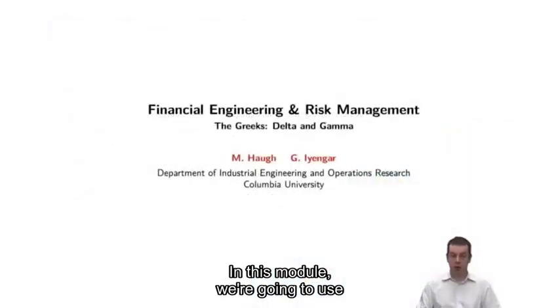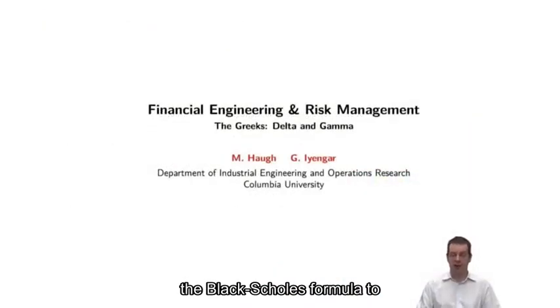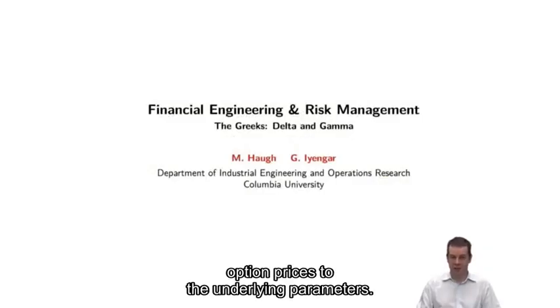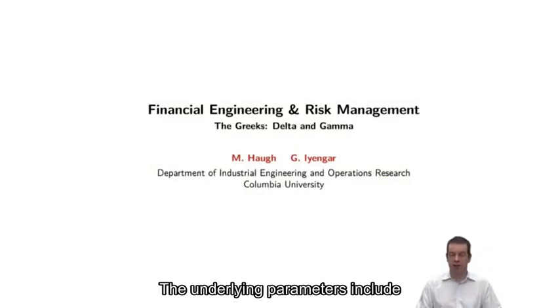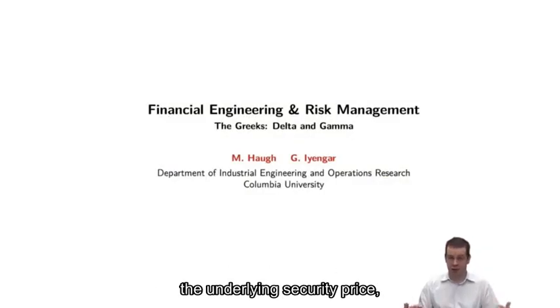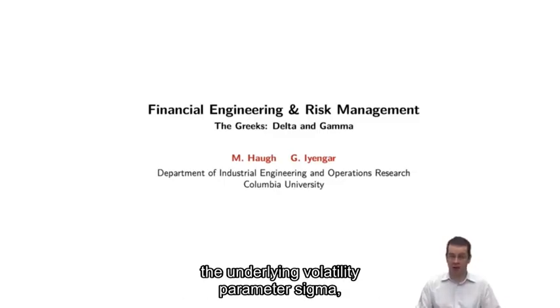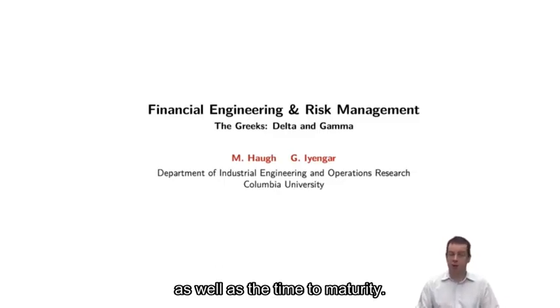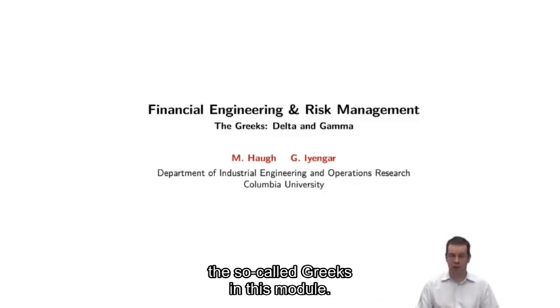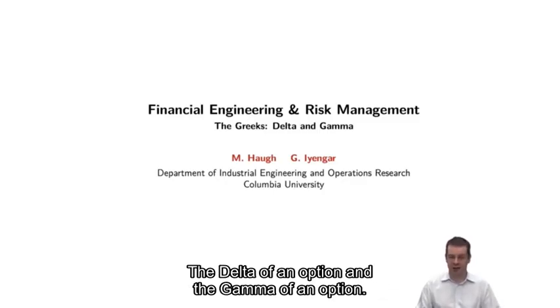In this module, we're going to use the Black-Scholes formula to compute the sensitivity of option prices to the underlying parameters. The underlying parameters include the underlying security price, the underlying volatility parameter sigma, as well as the time to maturity. We're going to focus on two of the so-called Greeks in this module: the delta of an option and the gamma of an option.